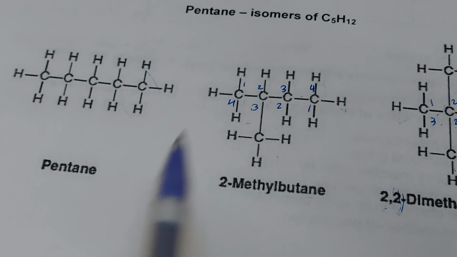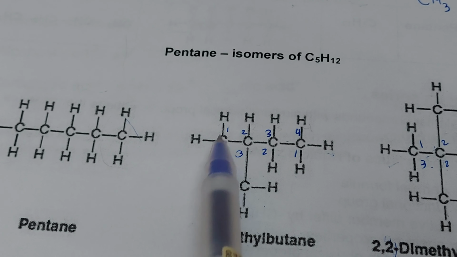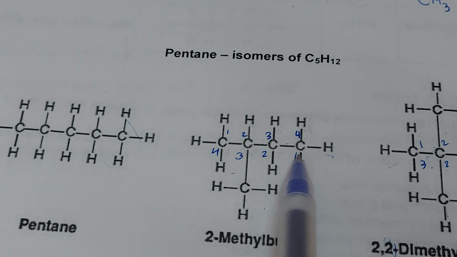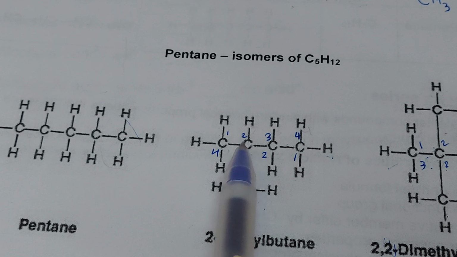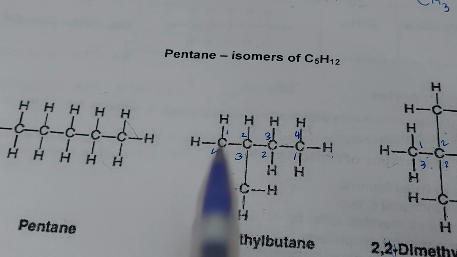Now in the naming here, we're going to count 1, 2, 3, 4, and then 1, 2, 3, 4. And as you can see, the branch is on 2 and 3. Which number do I pick?